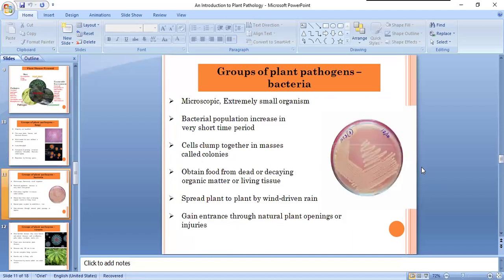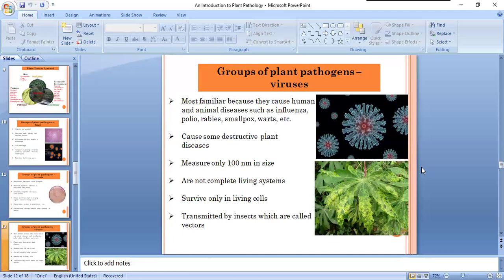These are the second group of plant pathogens, that is bacteria. They are ultramicroscopic prokaryotic organisms. They can grow in colonies. They can reproduce in a very short period of time. They obtain food from dead and decaying organic matter or living tissues, spread from plant to plant by wind-driven rain, and gain entrance through natural plant openings or injuries.